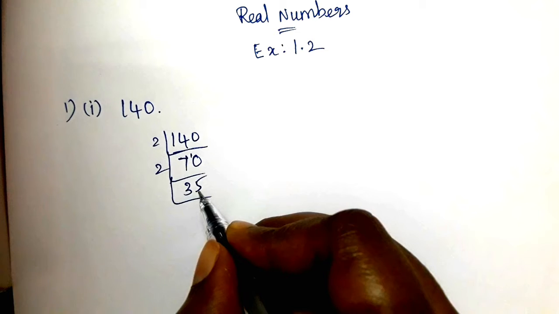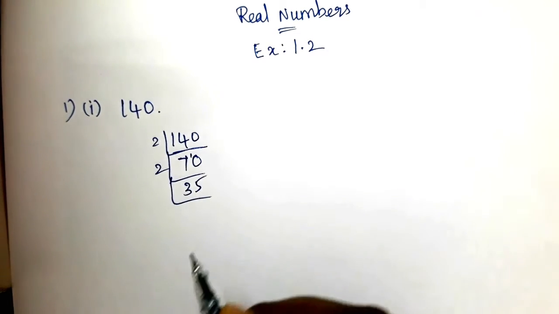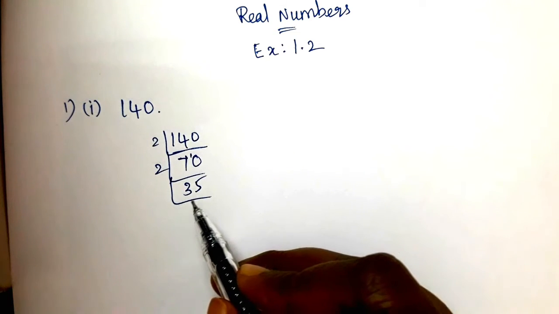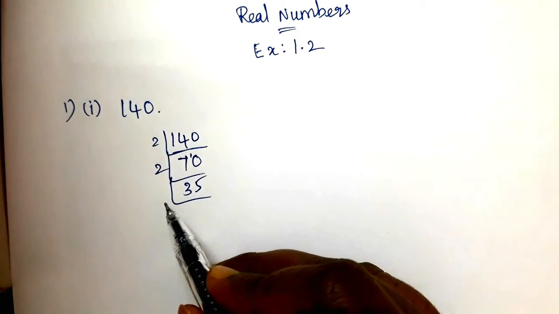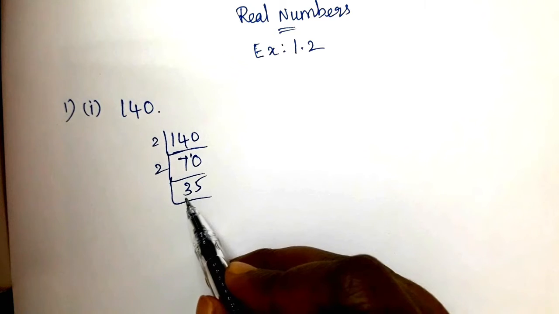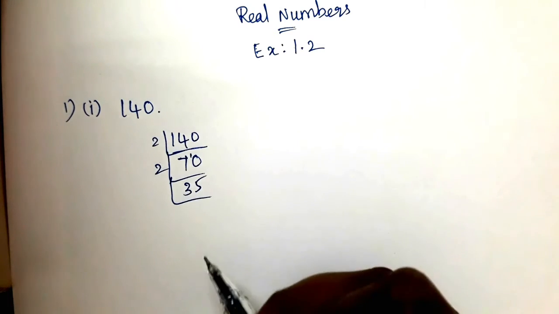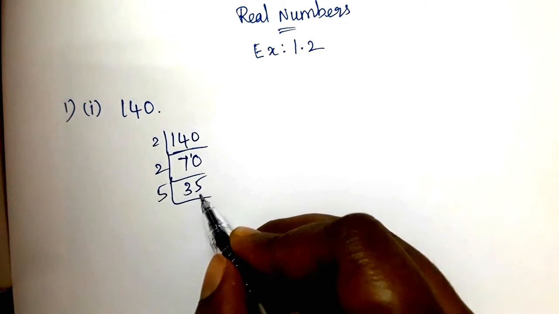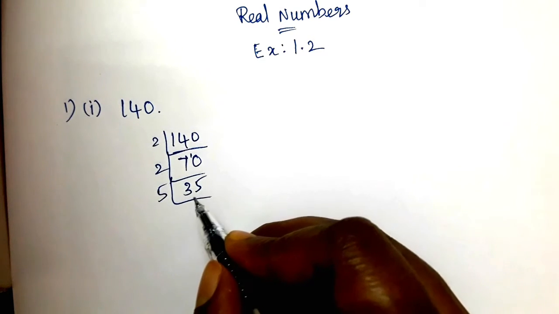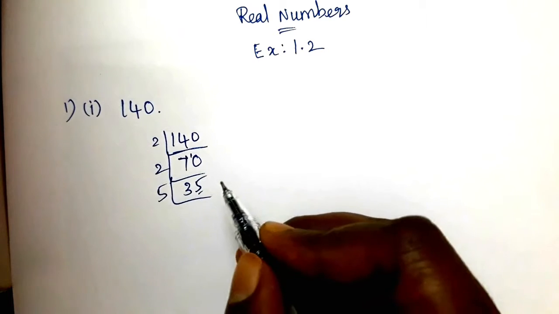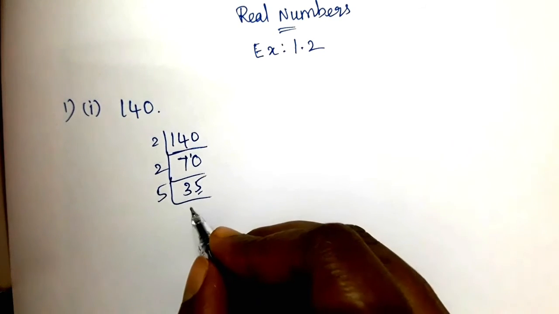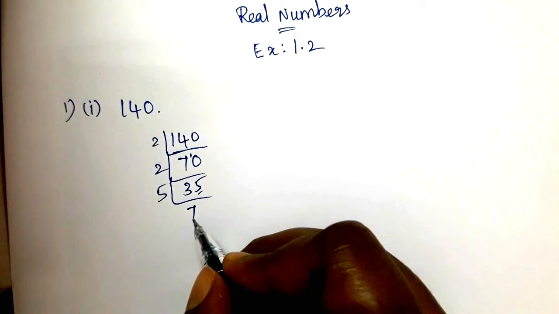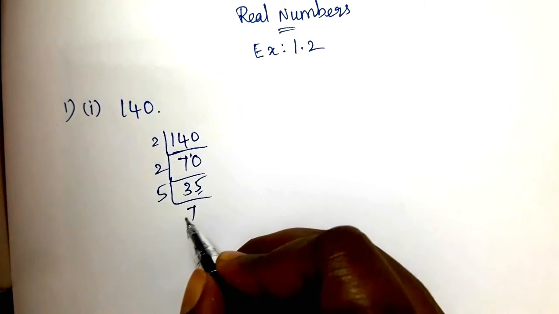Now it is not an even number, so next we have to check the next prime number, 3. If the sum of the digits is a multiple of 3, it is divisible by 3. But the sum of the digits here is 8. So move on to the next number, 5. Here if the unit place is either 0 or 5, divisibility by 5 is possible. So here 5 is there. Now we divide by 5 and we should get 7. Now 7 is a prime number, so stop the process here.